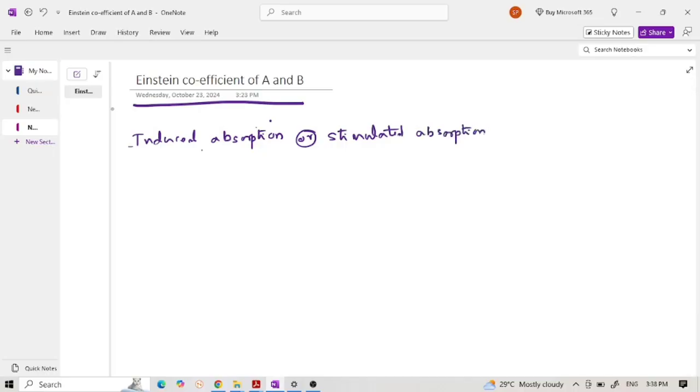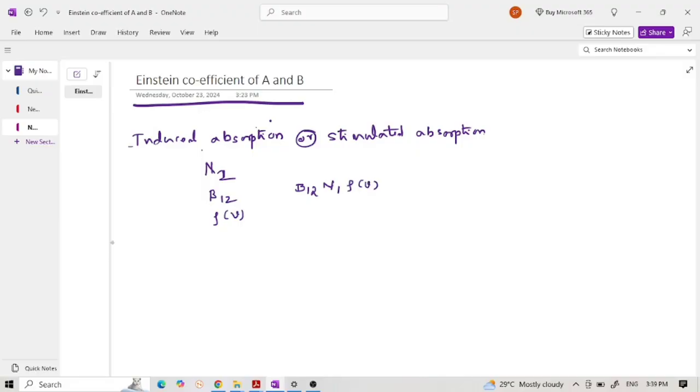are dependent on the number of electrons present in the ground state, that is N1, and the transition of electrons from ground state to excited state, which we have named B12. The amount of energy required to excite from ground state to the excited state we have indicated as rho nu. So for induced absorption, the dependent factors are the transition of electrons from ground state to excited state, the number of electrons present in the ground state, and the amount of energy required to excite from ground state to the excited state.